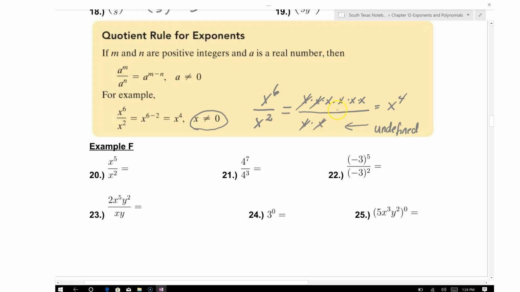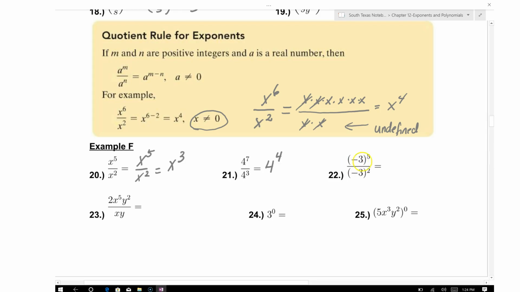Remember, it has to be the same base also. So if I have x to the 5th divided by x to the 2nd, we have to subtract the exponents, 5 minus 2, so we have x to the 3rd power. For 21, we have the same base, so it will be 4. And we have 7 and 3, so we're going to subtract 7 minus 3, which is 4. So 4 to the 7th divided by 4 to the 3rd will give you 4 to the 4th.